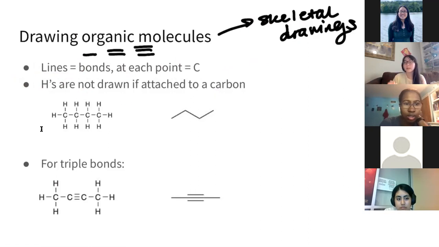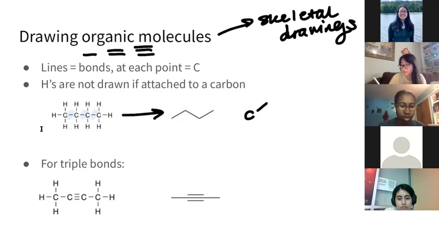So let's look at an example for this. Let's look at this molecule down here. 1, 2, 3, 4 carbons, and how many bonds are connecting those carbons. So only between the carbons, 1, 2, 3 lines. And so this is going to translate to a skeletal drawing right on the right, where you have 1, 2, 3 lines, and at the corners, 1, 2, 3, 4 carbons.